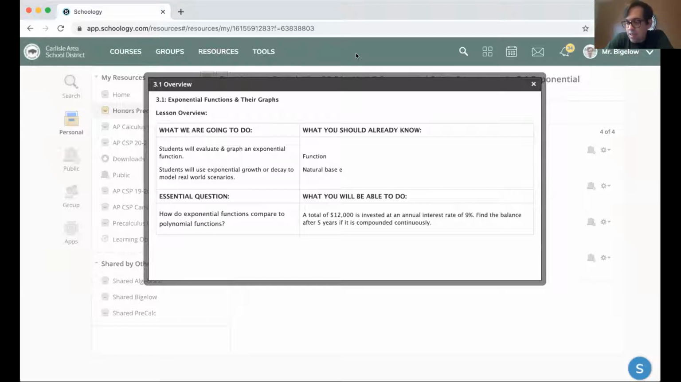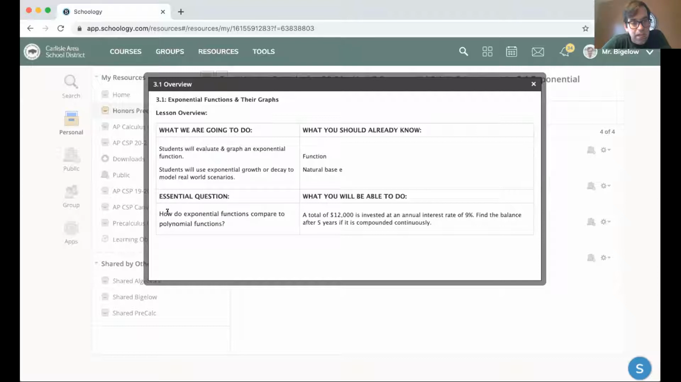This is something that is part of the Algebra 2 curriculum, but we're going to go into a little bit more depth and make sure that everybody has a solid foundation on this for the rest of our year in Honors Pre-Calc. So here's what we're going to do. By the end of this lesson, you will evaluate and graph exponential functions, and you will use exponential growth and decay to model real-world scenarios. We're also going to look at compound interest specifically in this lesson.